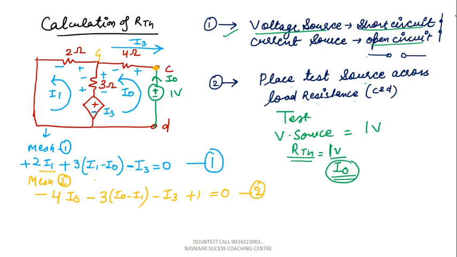We have the I1 variable, the I0 variable, and the I3 variable. Again we have 3 variables, so 3 variables means 3 equations.